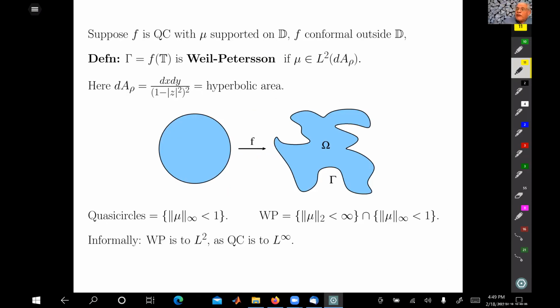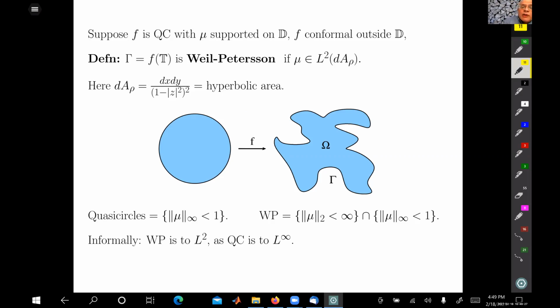So this is not the definition given by Leon in his memoir, but somewhere around page 60 or 70, he mentions that this is an equivalent definition, and I prefer it. So I'm going to use the equivalent definition as my starting point. So we have a QC mapping of the plane to the plane.